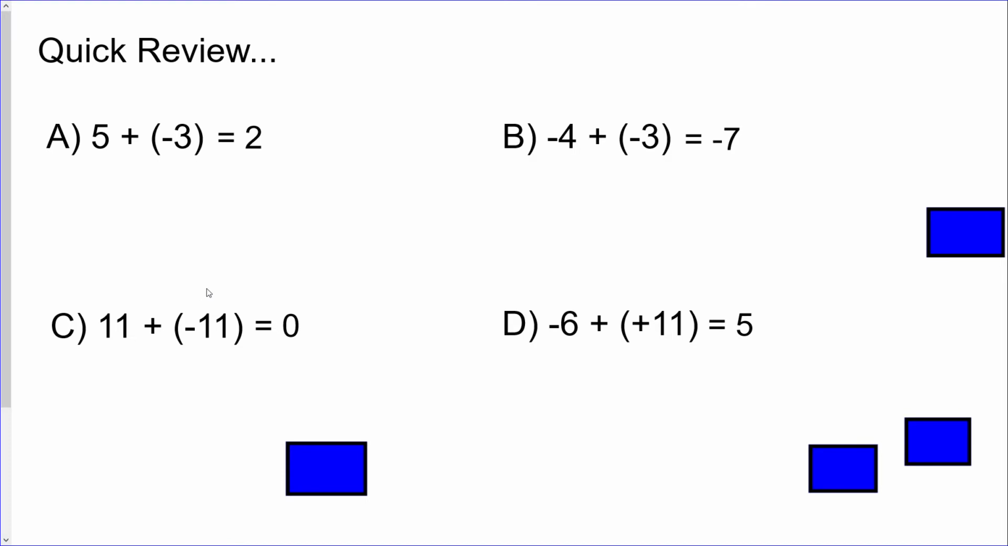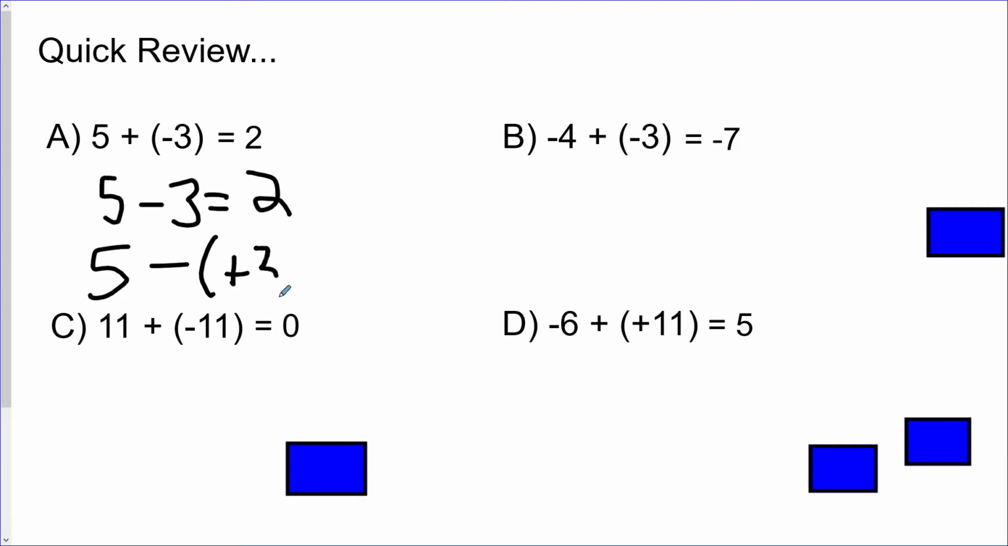Now, one thing I would like to remind you from last time is that 5 plus negative 3, for example, gets us the same result as simply doing 5 minus 3. Okay, equals 2. Or another way to do it is 5 minus positive 3, because that's effectively what we're doing, gets you positive 2. Okay, so just keep that in mind as we go through this video.